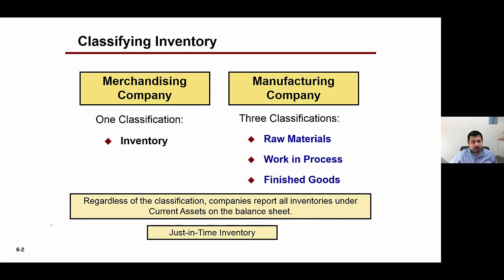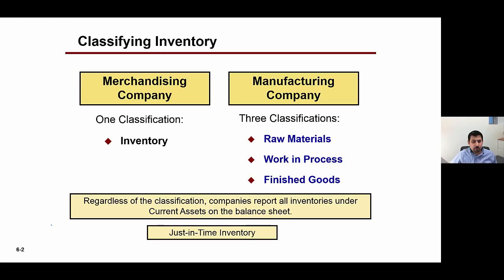For manufacturing companies, let's take, for example, a car manufacturing company like Ford. They would have raw materials that would include, for instance, steel for the body, the glass for the windshields, and rubber for the tires, etc. Those are raw materials that have not been used or processed yet.